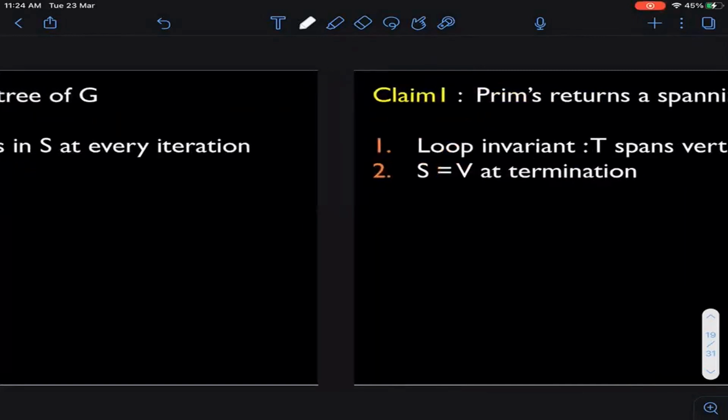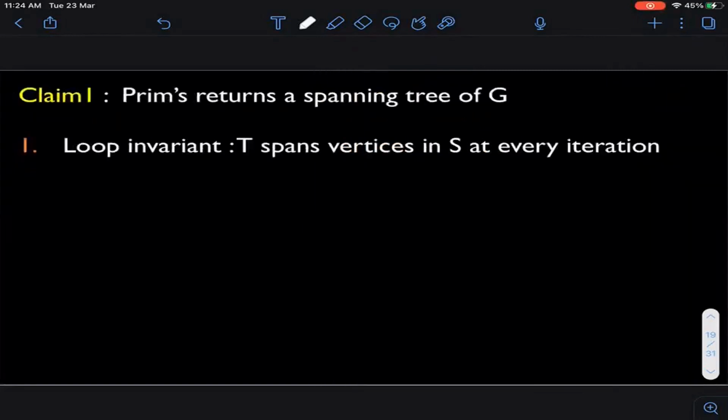So let's prove the first thing, that T spans the vertices in S at every iteration. So I'm trying to prove a modest claim here. What I'm trying to prove is that at every iteration, remember, I am maintaining this set S, and I have a set of edges T that I have included in what I claim to be a tree. So what I'm claiming now is that T is actually a subgraph which connects everybody in S.